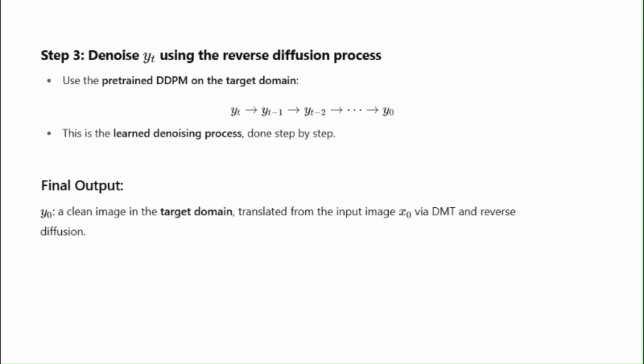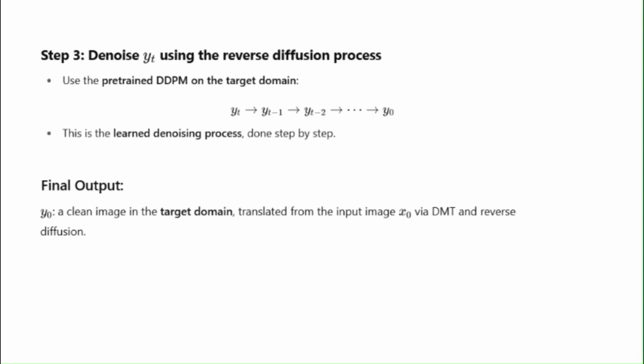The final step involves denoising yt, the noisy translated image in the target domain, to obtain the clean final output y0. This is achieved using a pre-trained diffusion model trained exclusively on target domain images. The denoising process uses a learned reverse diffusion model which starts at yt and proceeds backward from timestep t to 0, removing the noise step by step. This denoising model, typically implemented as a U-Net, learns to predict either the original image or the added noise.